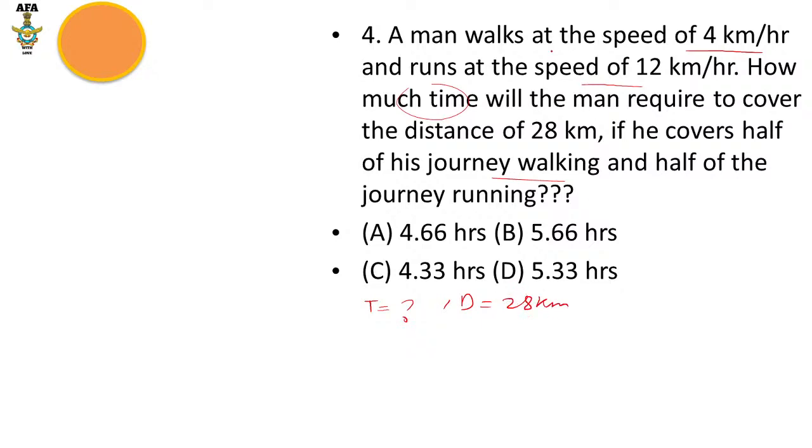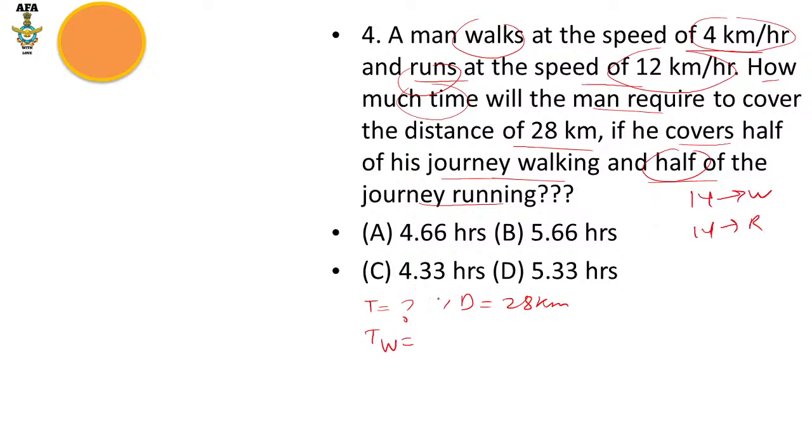Man walks at the speed of 4 km per hour and runs at the speed of 12 km per hour. So two things are given. दो data दिए हुए हैं मेरे पास. How much time will the man require to cover 28 km if he covers half of his journey walking and half journey running? So walking के लिए what I will do, I will calculate the time period. So time for walking means half of the journey, 14 km walking and 14 km running.